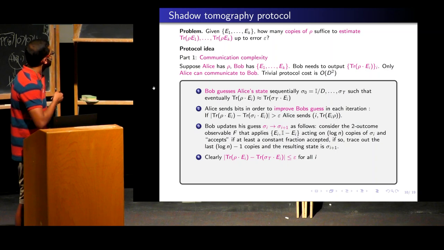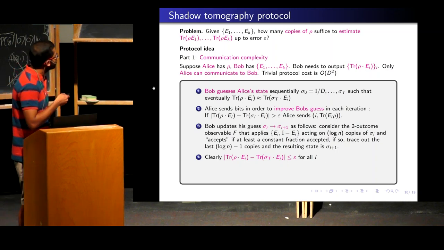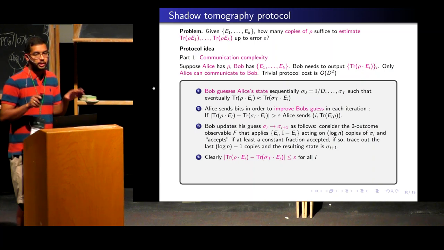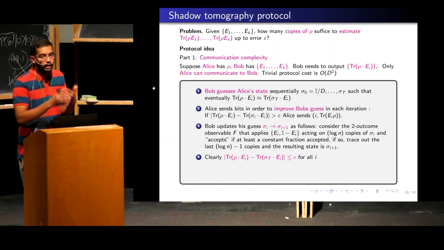I think that comes in the POVM here. Yeah, that comes in the POVM here. That's right. So Bob not only needs to know E_i, but he also needs to know trace of E_i times rho. So this POVM here is where the magic is kind of happening, and I'm kind of hiding that under the rug because maybe I don't understand it completely, but I just want to give you the high-level idea.